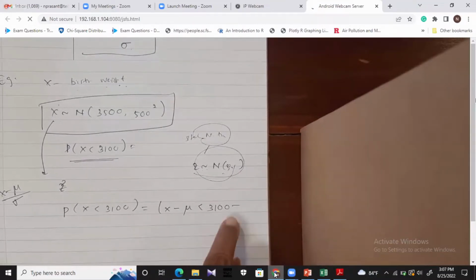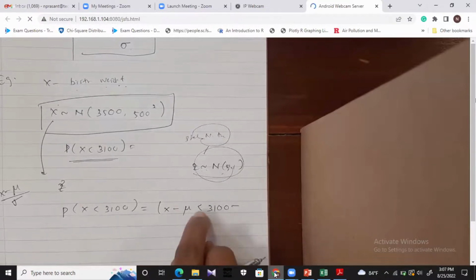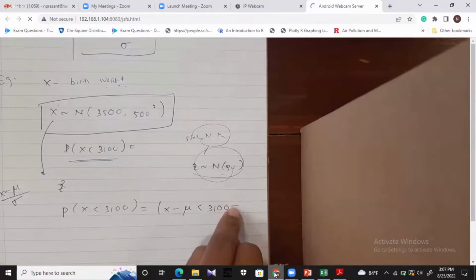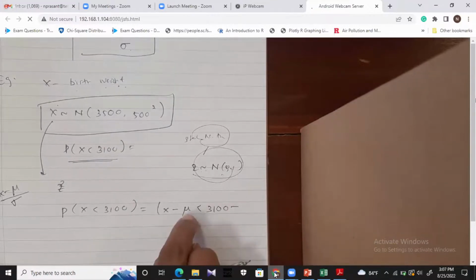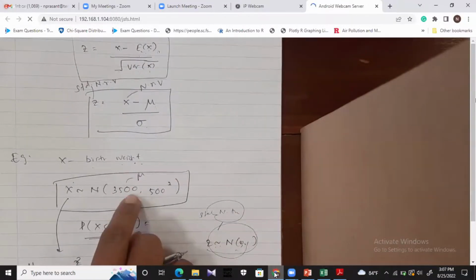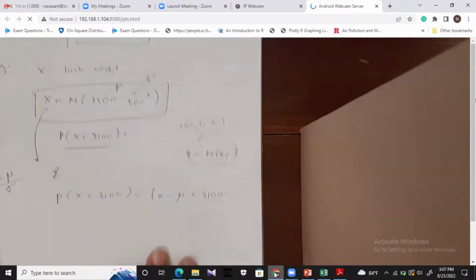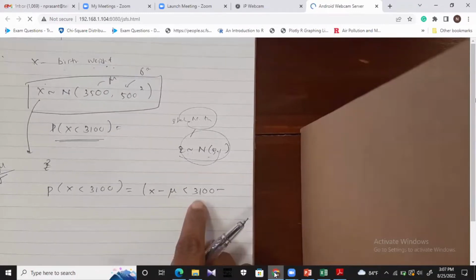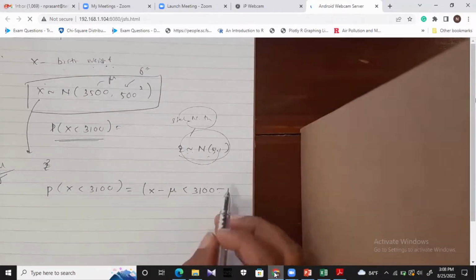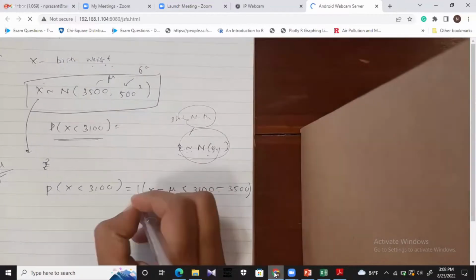Minus mu. Now what is the mu value? Here we write the symbol mu since we have the symbol x, but on the right hand side we have a value, no. Therefore, on the right hand side we need to substitute the value of mu. Mu is 3,500. Sigma is 500, no? So x minus mu less than 3,100 minus mu is what? This. Okay? That is P of.